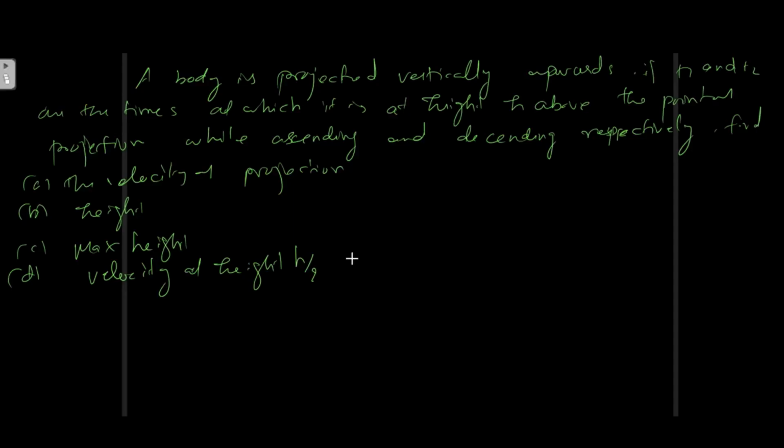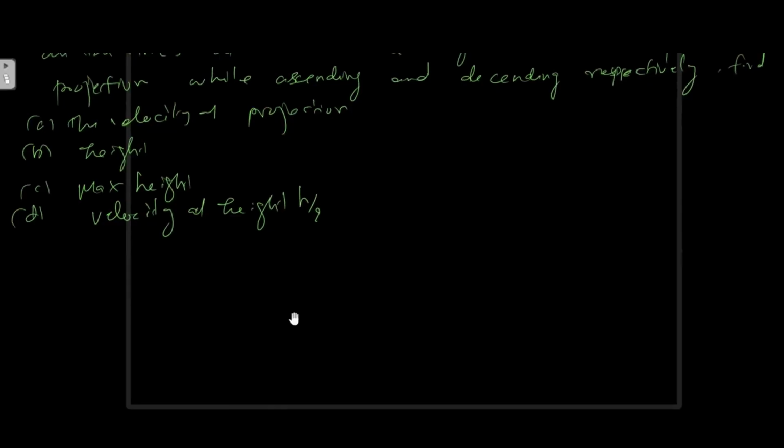Now I'm going to give you the solution. The problem states the body is projected upward, vertically upwards, so against gravity. When a body is projected upward, the initial velocity is considered as u. At time t1 ascending and time t2 descending, at the height of h above the point of projection.